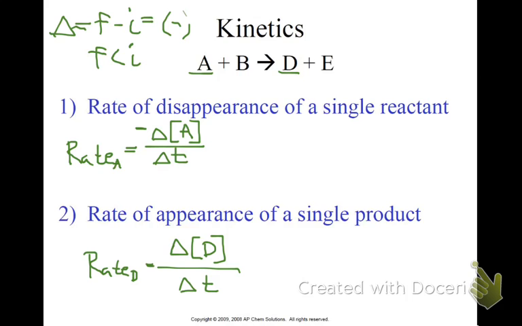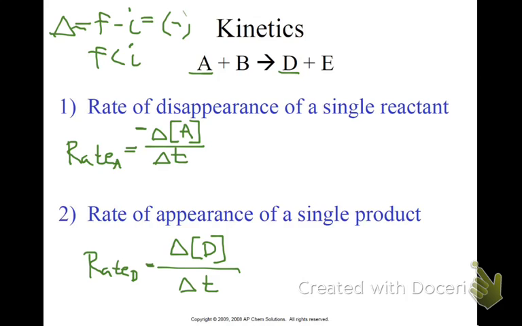And that's just a very, very generalized form of the rate equation. So there's a lot more to it than just the change in concentration over change in time, but this is how you would find a general rate over a period of time. Okay, the average rate or the average velocity of a particular reaction.